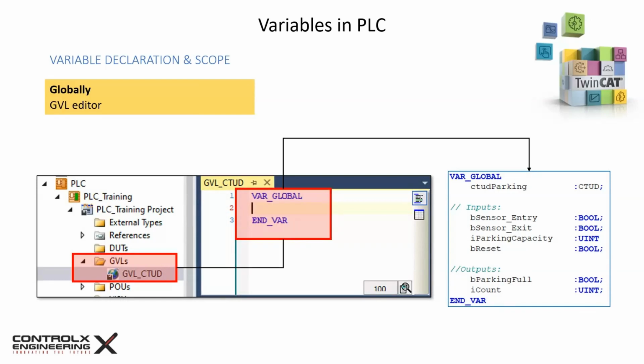Global variables, on the other hand, are declared between VAR_GLOBAL and END_VAR in a global variable list under GVLs. Variables declared in a GVL have global scope and can be read and written to from any POU.